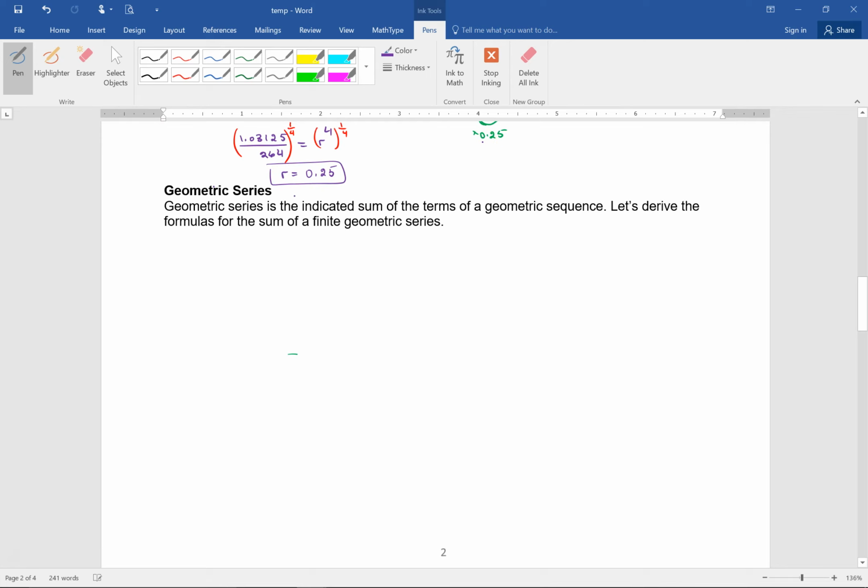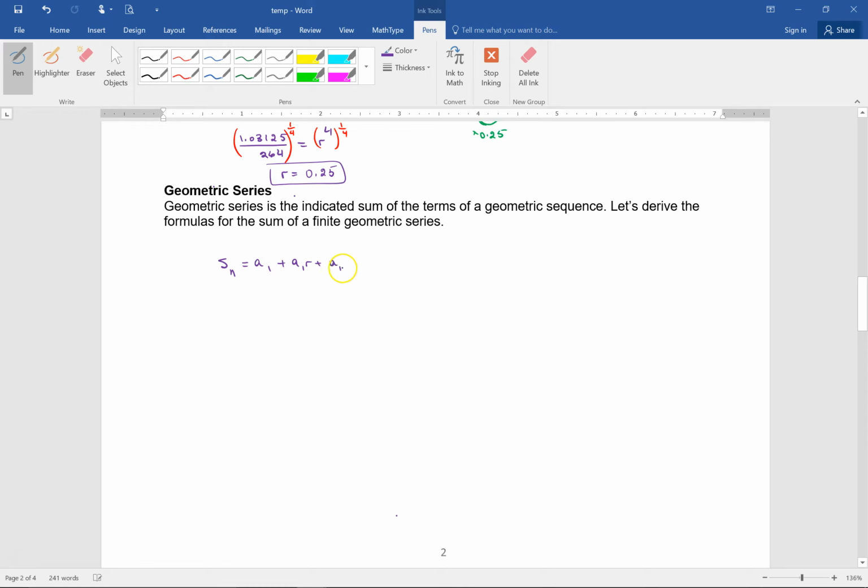All right. So what we did for the arithmetic series formula was we wrote an expression for Sn, right? Let's do the same thing here. We're going to write an expression for Sn. So the first term is A1, right? And the next term is A1 times r.